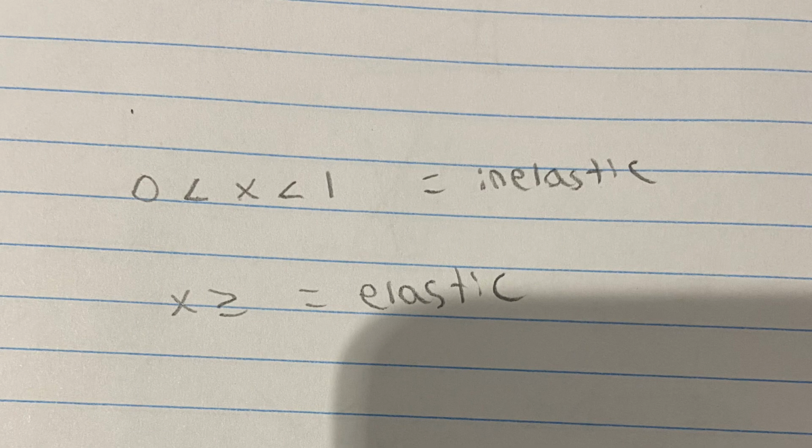Elasticity of demand. What is it? It refers to how reactive buyers are to changes in prices. Let's say that anything from 0 to 1, not including 1, is inelastic, and anything above and including 1 is elastic. It can be calculated by dividing the percent change in demand by the percent change in price.